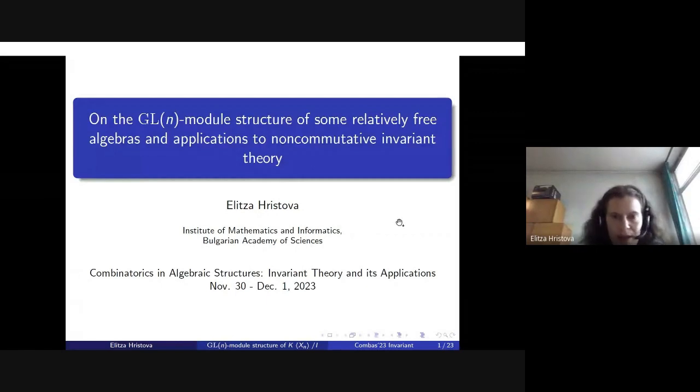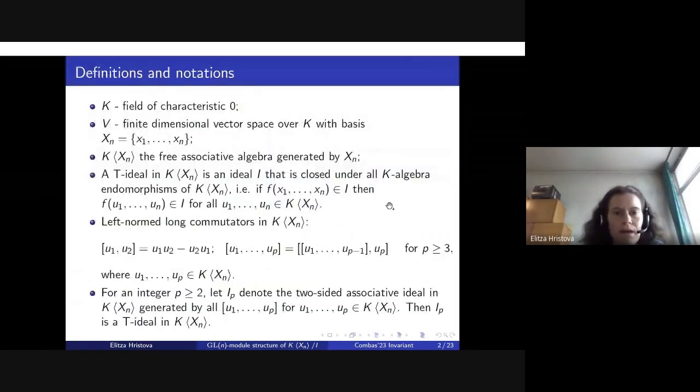Let me start by fixing the notations. We'll work over a field K of characteristic 0, and V will be a finite dimensional vector space over K with a fixed basis. And as usual, by K⟨Xn⟩ we'll denote the free associative algebra generated by this set Xn. And this algebra is also naturally isomorphic to the tensor algebra of the vector space V. And as in the previous talk, we'll also consider T-ideals.